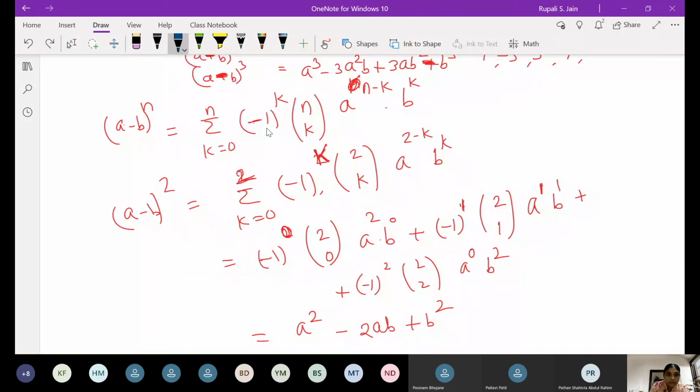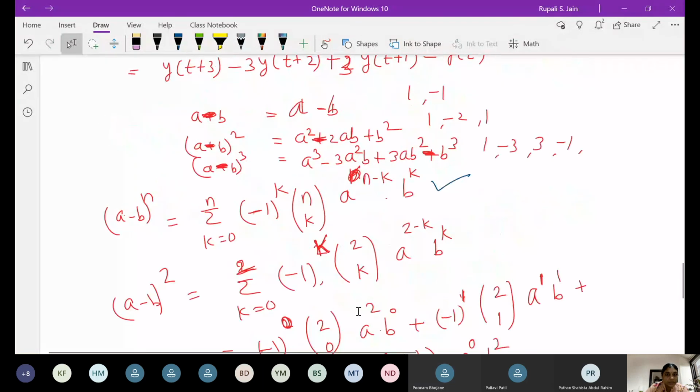A minus B raised to n is nothing but this one. Similarly, you can expand A minus B cube, A minus B raised to 4, and so on. This is the binomial formula. Now can you tell me A minus B raised to 4? It will be the sum over k from 0 to 4 of minus 1 raised to k, 4C k, A raised to 4 minus k, B raised to k. So my coefficients will be this. So how can I generalize now?